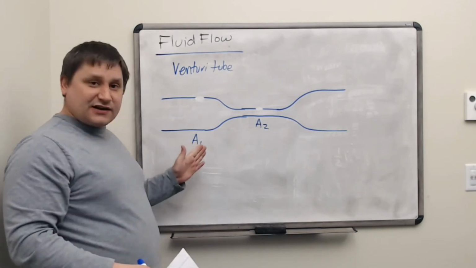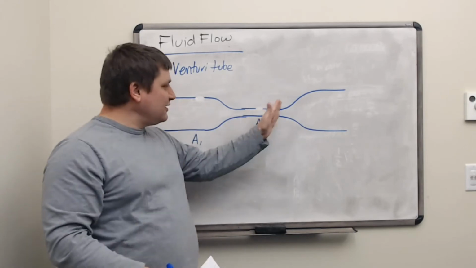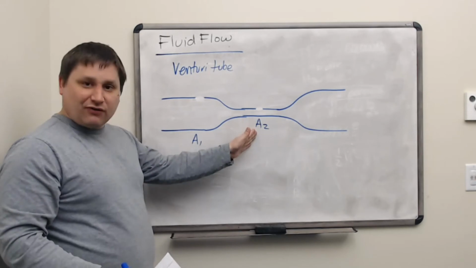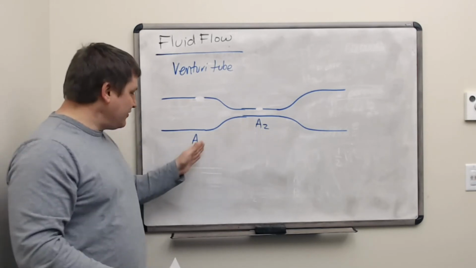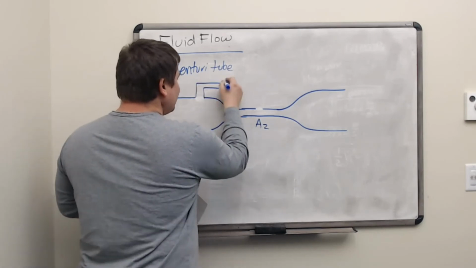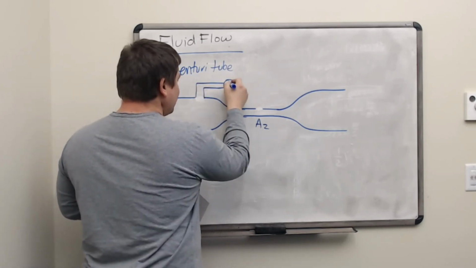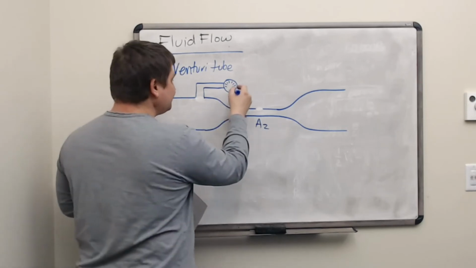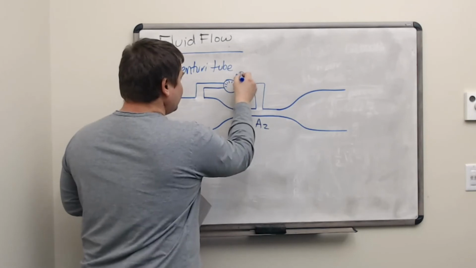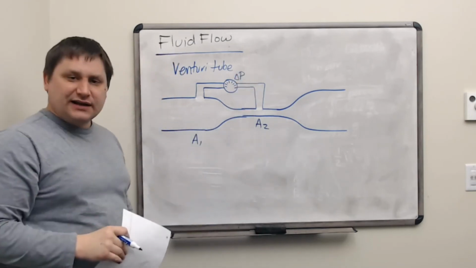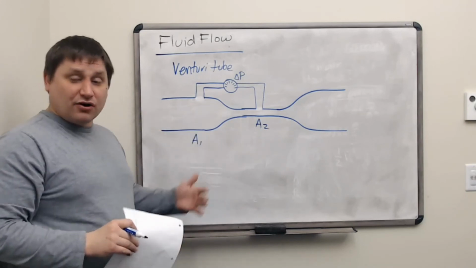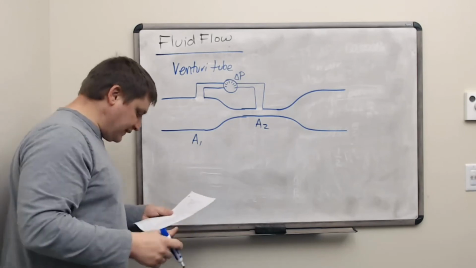And what this does is it causes the fluid to flow faster through the constriction due to conservation of mass, and therefore have a smaller pressure at A2 compared to at A1. So we measure the pressure difference between these two locations with a pascalometer or a manometer. And that pressure reading can ultimately tell us how much fluid is going through this pipe per unit time. So let's see how that works out.